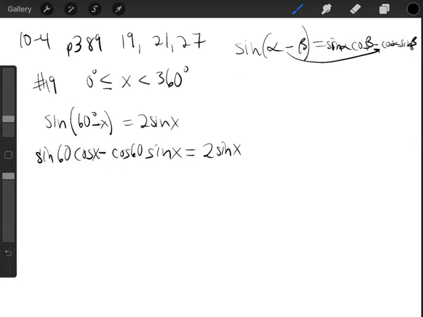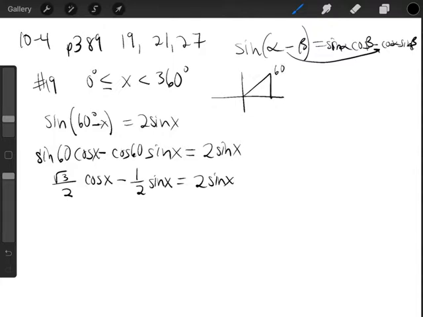So sine of 60 degrees is square root of 3 over 2, and that's cosine of x, minus cosine of 60, which is 1/2, times sine of x, is equal to 2 sine x. And again, this is the trig that you should know, 60 degrees. This would be square root of 3. If this is 60, this would be 1 and 2. Sine is opposite over hypotenuse, and cosine is adjacent over hypotenuse.